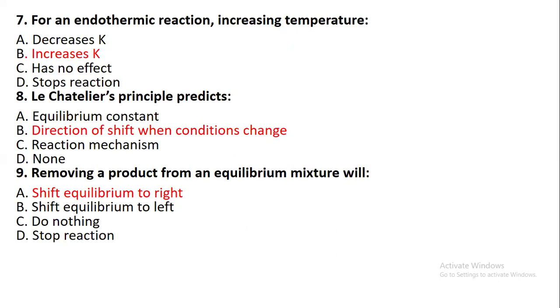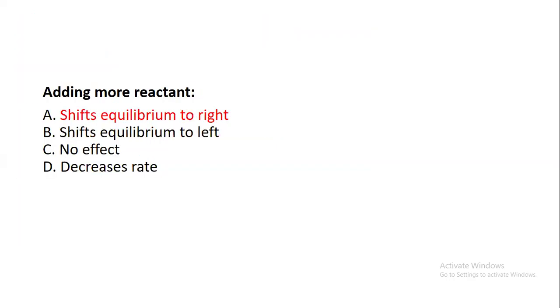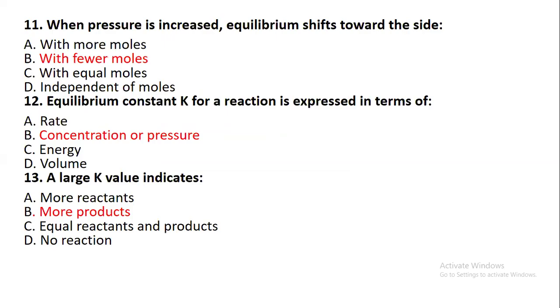Removing a product from an equilibrium mixture will shift equilibrium to the right. Adding more reactant shifts equilibrium to the right. When pressure is increased, equilibrium shifts toward the side with fewer moles.